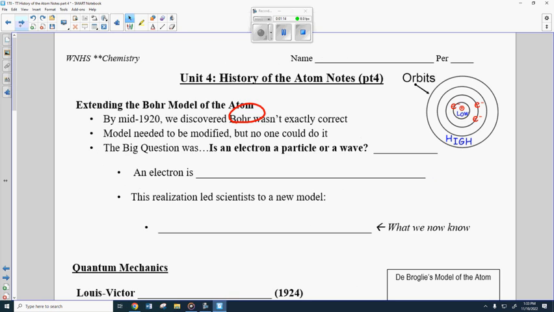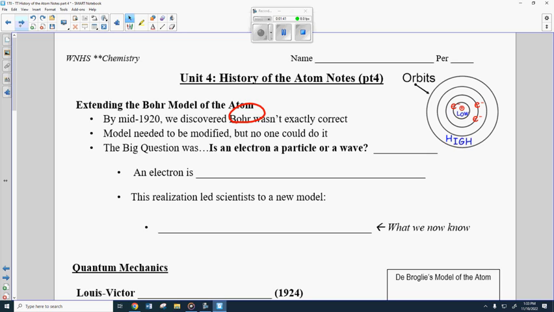By the mid-1920s or so, we discovered that Bohr wasn't exactly correct. So remember, his model of the atom worked decently for hydrogen, the smallest element, the most simple element. But then it started to not work quite as well when you got to bigger elements like lithium, sodium, potassium, rubidium, so on and so forth. And so the model needed modified, but no one could do it.